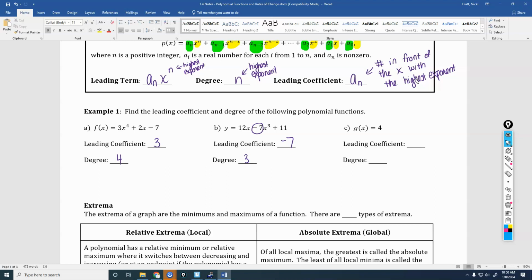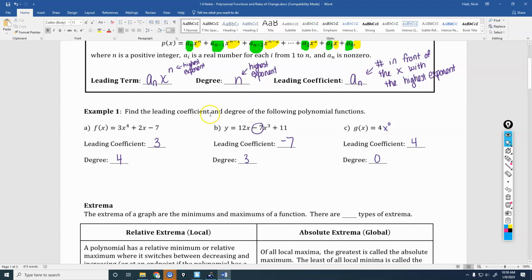Oh, what about C? It's so easy, it's hard. Leading coefficient would be 4. What's your degree? It's 0. Because I could put x to the 0 power out here behind this, and x to the 0 power is just 1, so that'd be 4 times 1, which is just 4. So there are no x's in that, so it has a 0 degree. Okay, and we're going to talk more about what these degrees and coefficients show you about a graph of a function.